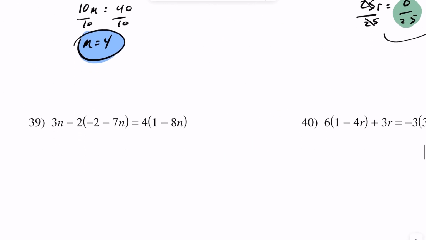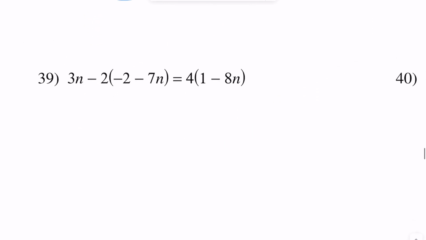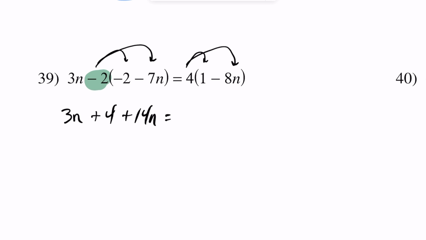Let's take a look at 39. So 39, same idea. Again, when you do your distribution, grab that sign in front. So I'm going to be multiplying both of these by -2, both of these by 4. So that 3n is, nothing's happening with that yet. This becomes plus 4 plus 14n equals 4 minus 32n.